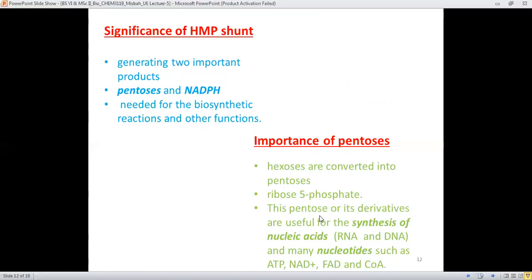And this pentose and its derivatives are very important because they are part of the nucleic acids like RNA, DNA, and many nucleotide units like adenosine triphosphate, NAD, FAD, and coenzyme A.